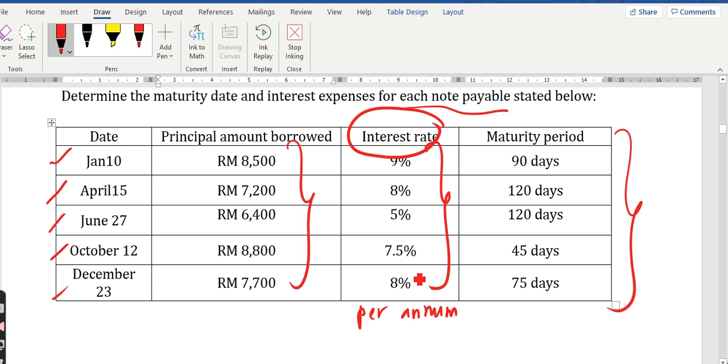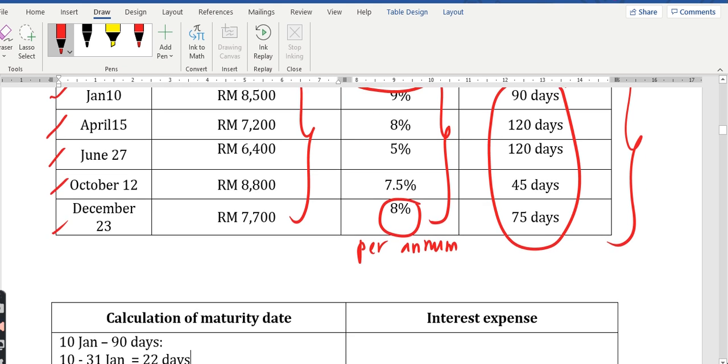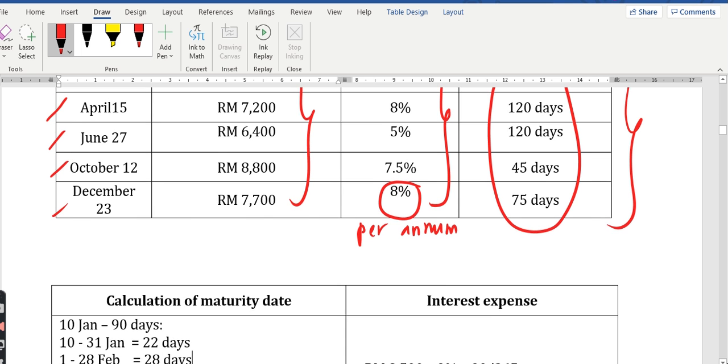That means this is for 1 year. So we are not paying the whole amount of the interest because we are not borrowing the money for 12 months. We only borrowed the money within the period given. So you are supposed to pay the notes payable within the maturity period. All right, so we look at the first one. How do we calculate the maturity date?